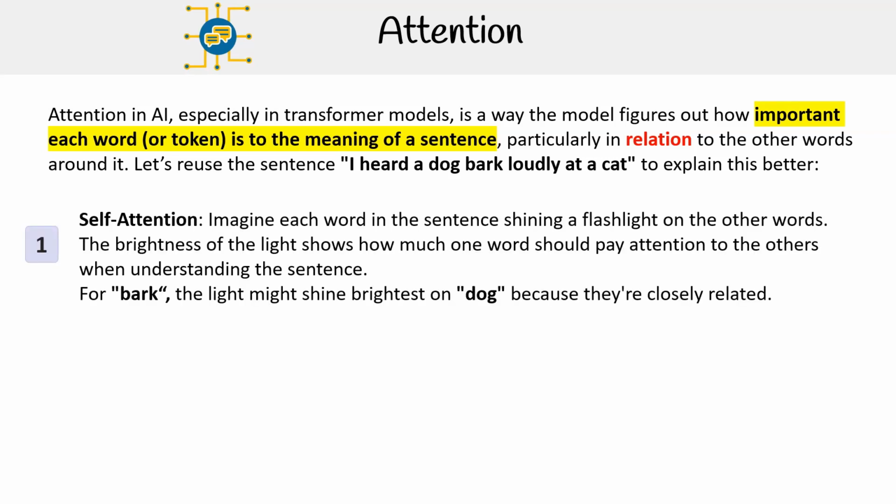Self-attention: imagine each word in the sentence shining a flashlight on the other words. The brightness of the light shows how much one word should pay attention to the others when understanding the sentence. For "bark," the light might shine brightest on "dog" because they're closely related.